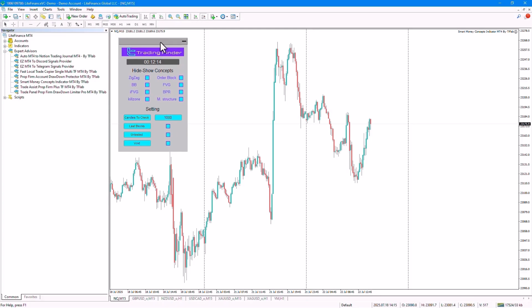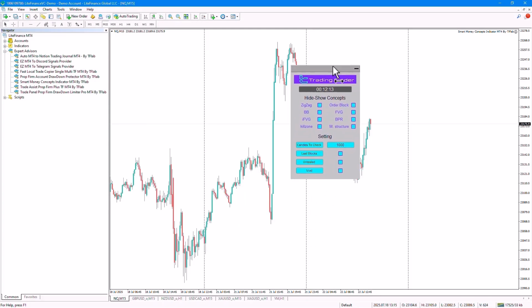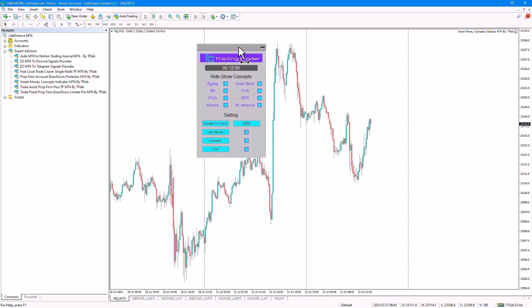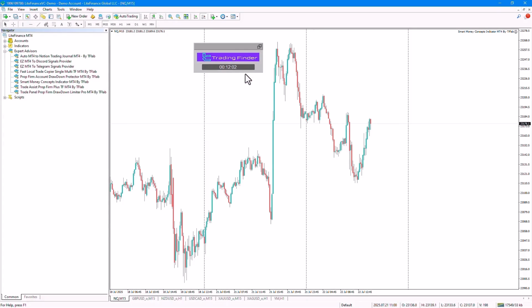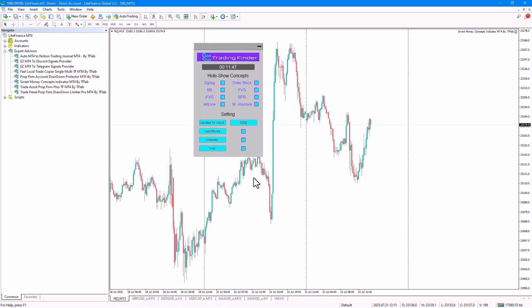By clicking on the top of the panel, we can move the indicator panel around the chart and place it wherever we want, and by clicking on the Minimize option, we can reduce the indicator to its minimum size. And in this section, it only displays the remaining time until the current candle closes. And by clicking the Minimize option again, the indicator returns to its default display, and we can enable or disable different modes in this section.